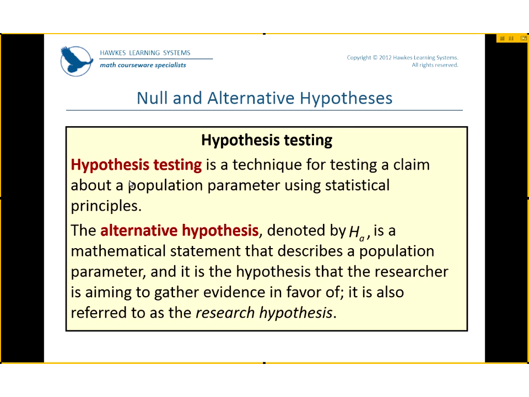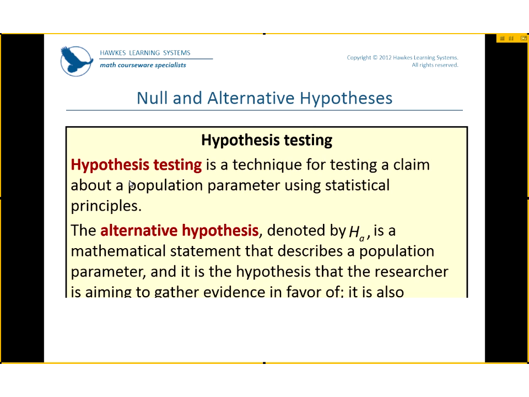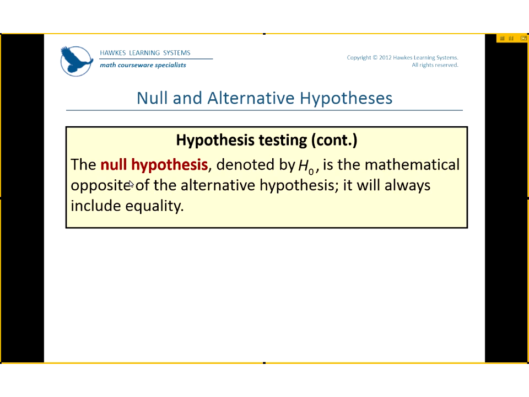The alternative is denoted by H with a subscript A. It's a mathematical statement that describes a population parameter. It is the hypothesis that the researcher is aiming to gather evidence in favor of. It is also referred to as the research hypothesis. The null hypothesis, denoted by H0, is the mathematical opposite of the alternative hypothesis. It will always include equality. So hint, hint, hint, that's a big one. That means it's going to have some form of the equal sign in it.